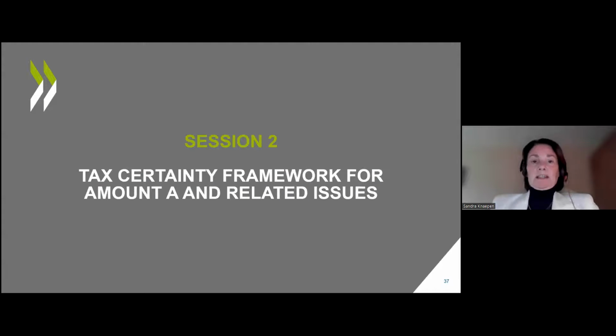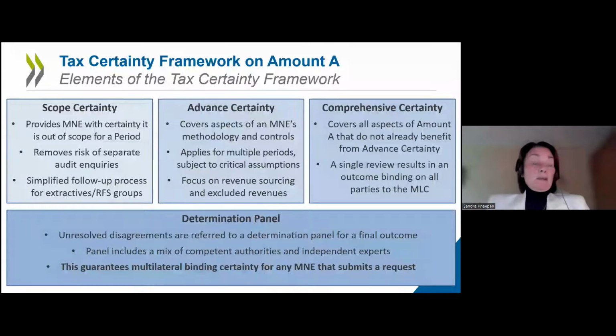Thank you, Laurent. So we've seen an innovative multilateral basis for allocating taxing rights over part of an M&E's residual profits, and now we're going to see an innovative multilateral framework for tax certainty. Depending on the M&E, they may require certainty over different provisions in the MLC at different times, and this is recognized in the design of the framework, which has several different elements. And so we have 3 possible certainty processes.